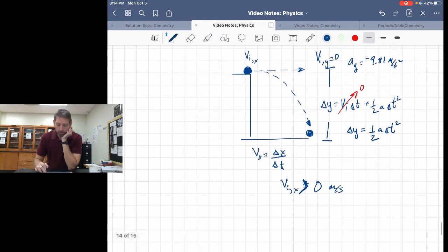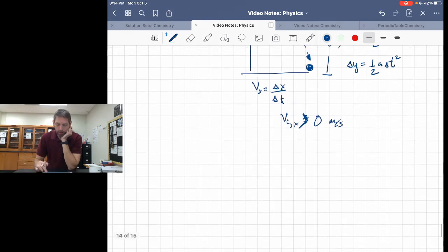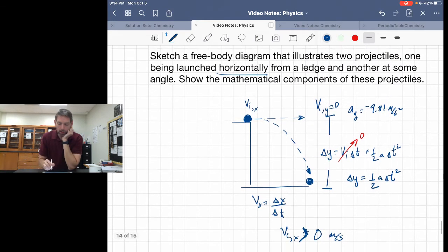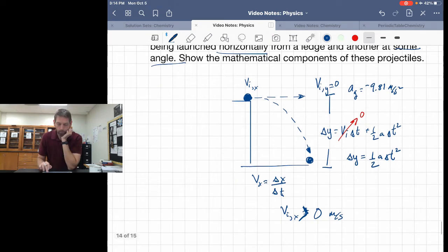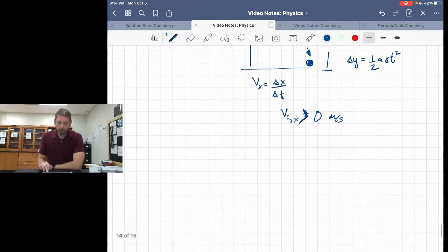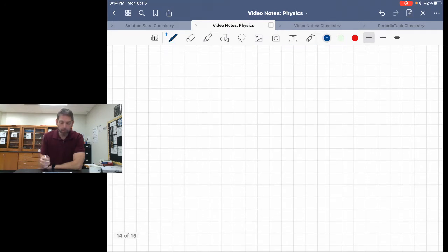So let's take a look at what would happen if it were at some angle theta. If it's at some angle theta, we have a very similar situation. First, let's get our ledge.